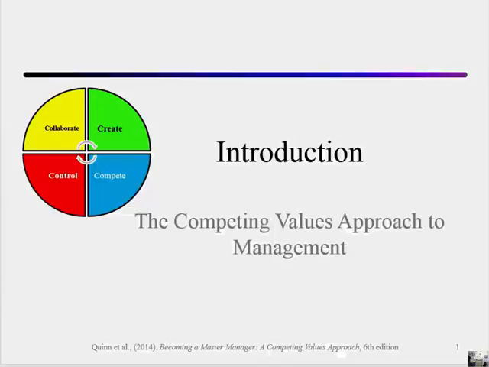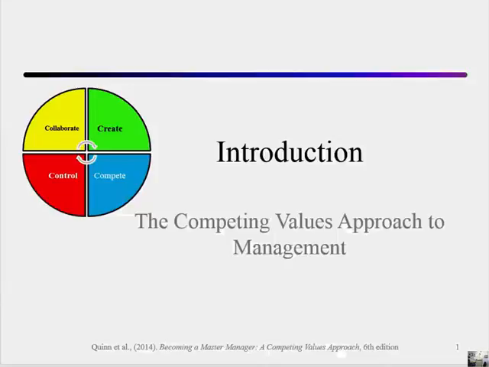We have an introduction to the 4 models that have an action imperative of collaborate, create, control, and compete. We're going to break down the yellow, green, red, and blue areas of this model in the lecture that follows now.